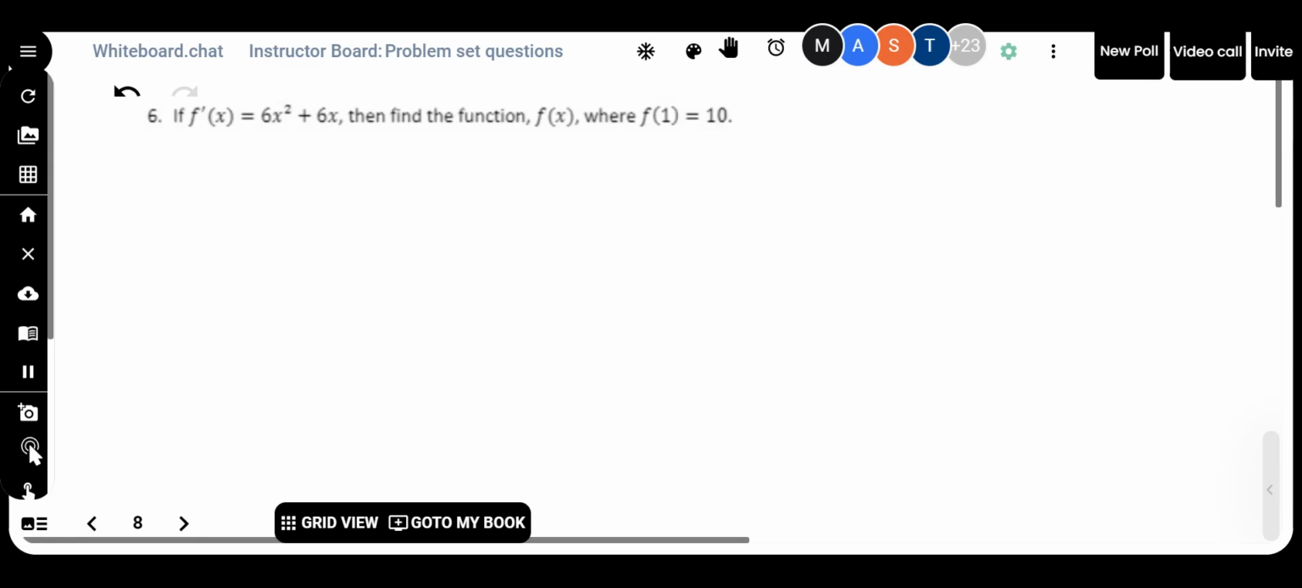It tells us that the derivative of the function is 6x squared plus 6x. So we didn't start off with the function, we started off with its derivative. Then it says find the function itself if the function value at 1 is equal to 10. So is there some way we can go back to where the actual function is? If they give us a derivative, can we take it and go backward?